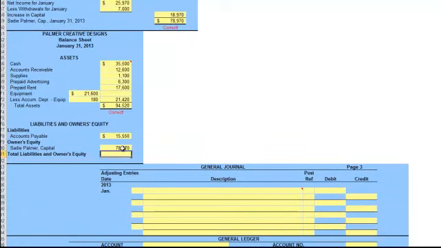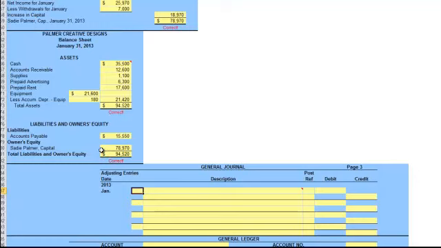$78,970. And then when I add my liabilities plus my owner's capital account, I come up with a grand total of $94,520, which has to match my total assets. So the fundamental accounting equation is in balance. Total assets equals total liabilities plus owner's equity. Okay, so we've created our 3 financial statements.